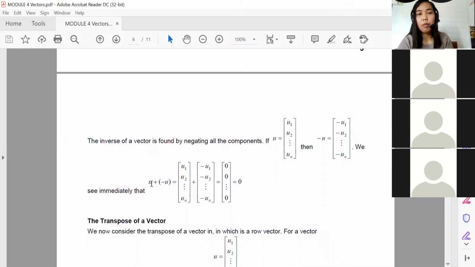Additive inverse, right? In real numbers, when we add a real number to its inverse, the answer is 0. Or u plus negative u is equal to 0.